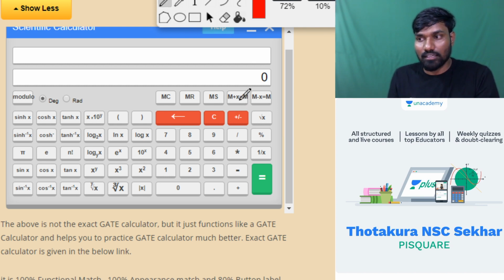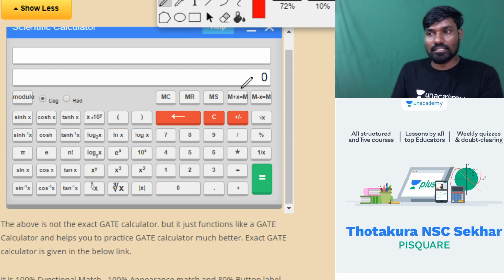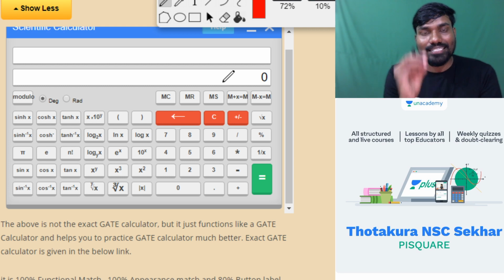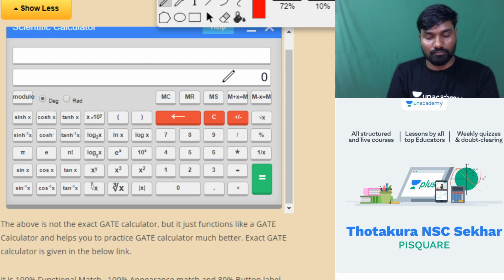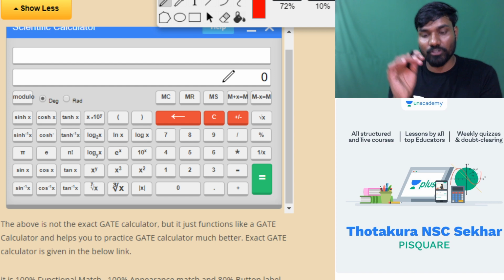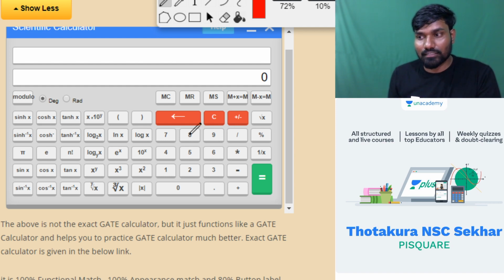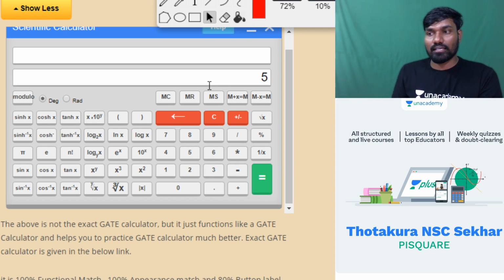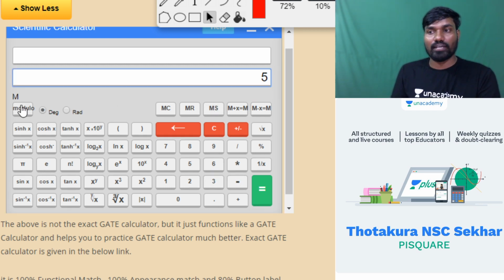Look at this. What is there here? M plus x is equal to m. What does it mean? See this. Suppose 5 is there. I stored the value of 5 in the memory. 5 is stored in the memory.